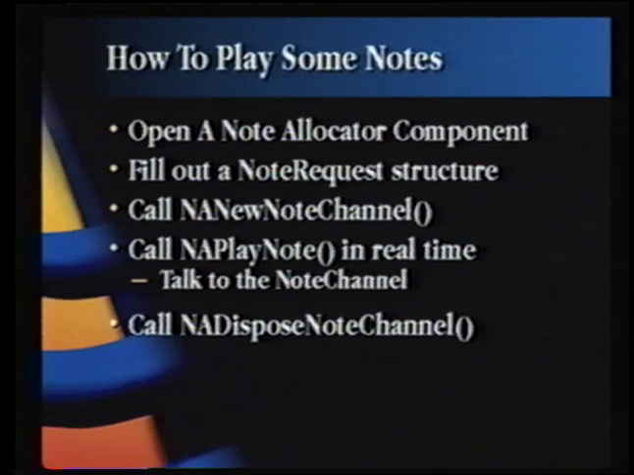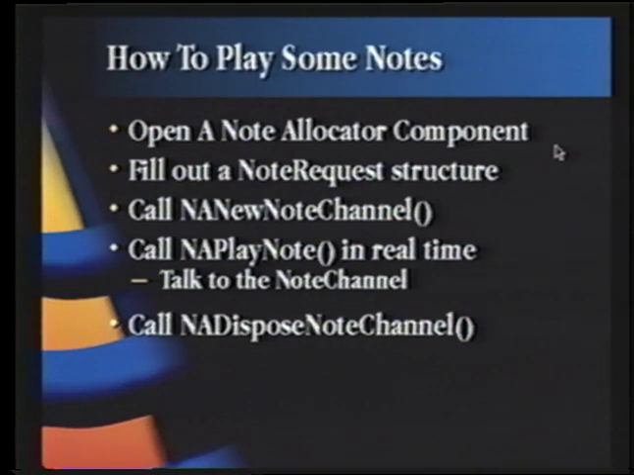So just to play some notes, if you want to play individual notes, handling all of the timing yourself, you would open up a note allocator component, type NOTA, fill out a note request structure, pass that to a new note channel, NA new note channel call, and then you can call NA play note to get some music out. When you're done, dispose the note channel.